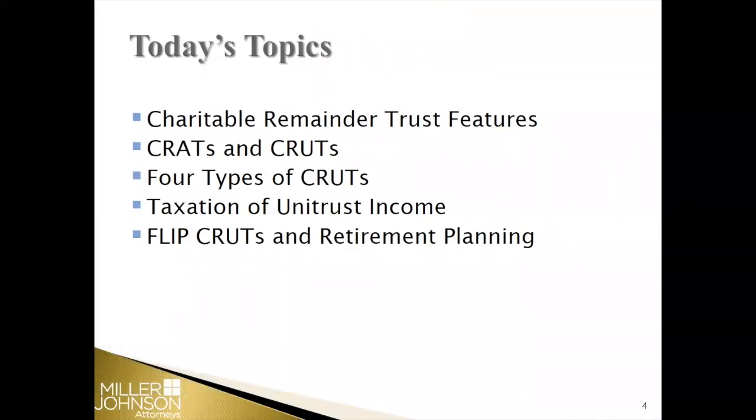The topics today, we're going to go over the features of a charitable remainder trust. We're going to talk about CRATs and CRUTs. They don't sound very attractive by the acronym, CRAT and CRUT, but that's a charitable remainder annuity trust and a charitable remainder Unitrust. There are four types of CRUTs that we'll talk about today. We'll talk about the taxation of the Unitrust income with the CRUT. And then finally, we'll finish with flip CRUTs and retirement planning.